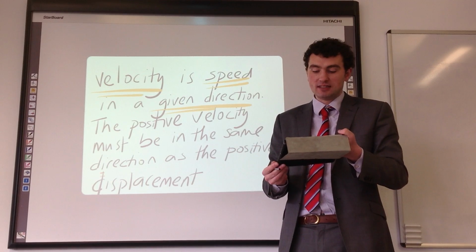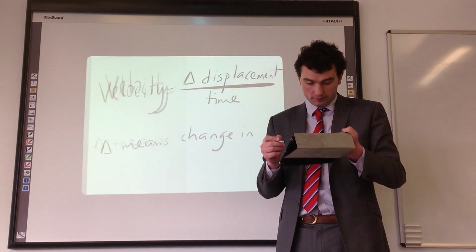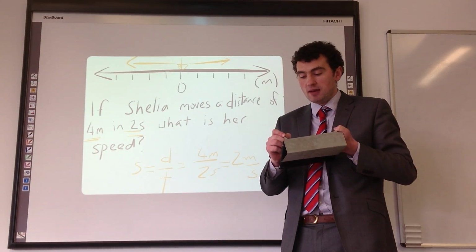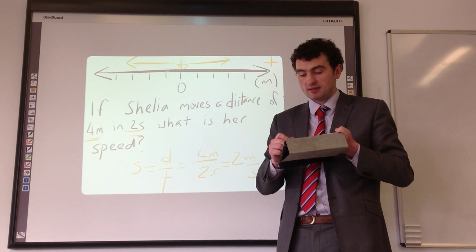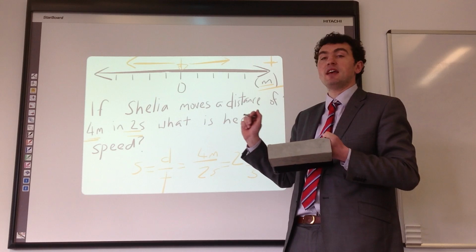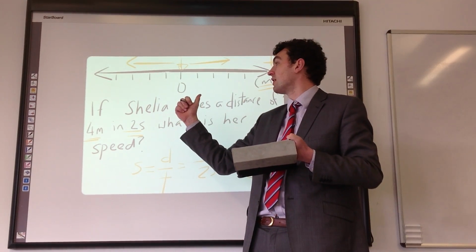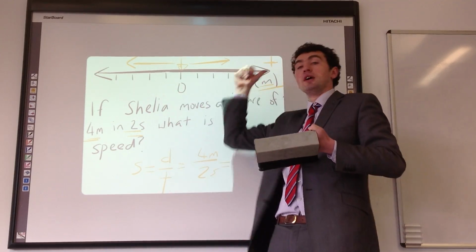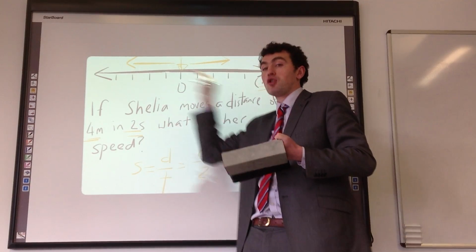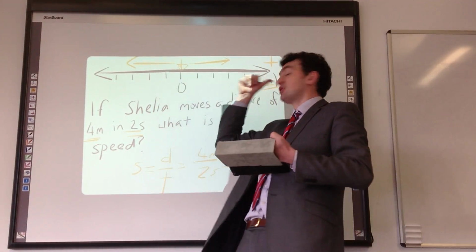The positive velocity must be in the same direction as the positive displacement. So, hang on, I'll just go back here. In this example here, if I make this number for the displacement measured in meters the positive side, well that means if I say that someone has a velocity of 3 metres a second, they're going this way. If someone has a velocity of minus 3 metres a second, it means they're going that way. The minus merely indicates what direction they are travelling.